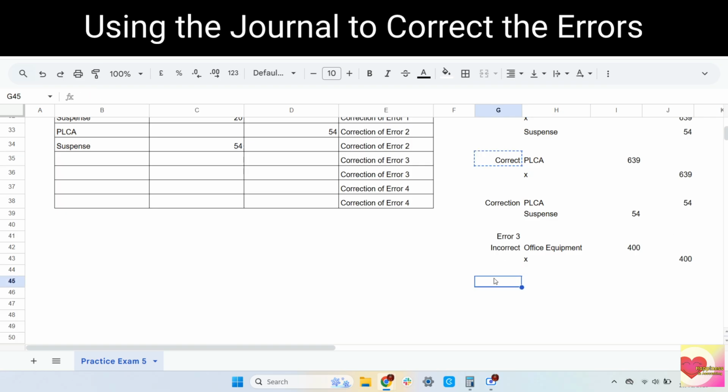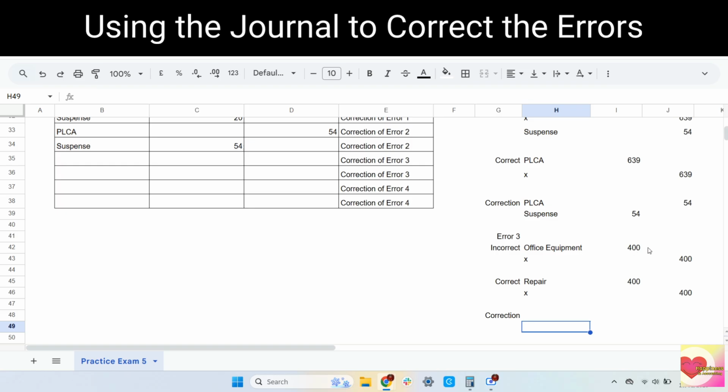Next, let's put the correct entry. The 400 in debit should be in the repair expense account and not in the office equipment account because this is just a repair of the office equipment. And then we don't have to identify the opposite entry, which is 400 in credit. Next, let's put the correction and let's compare the incorrect entry and the correct entry.